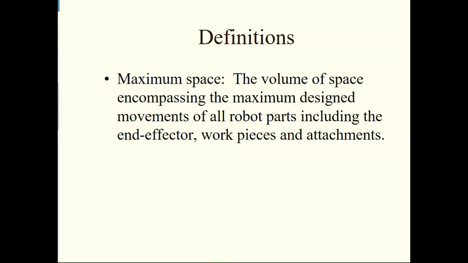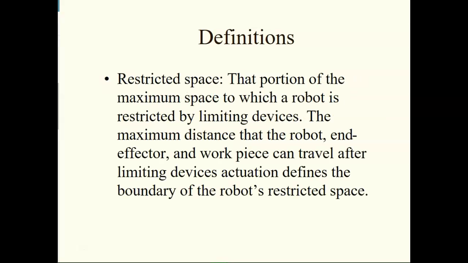So you have the maximum space. This is the volume of space encompassing the maximum design movements of all robot parts, including the end effector, workpieces, and attachments. So anything that the robot can get to is part of this maximum space. Okay? Restricted space, this is the portion of the maximum space to which a robot is restricted by limiting devices. Okay?